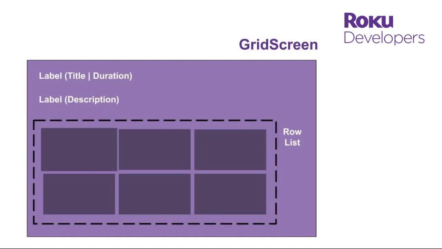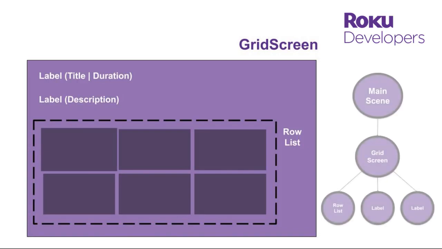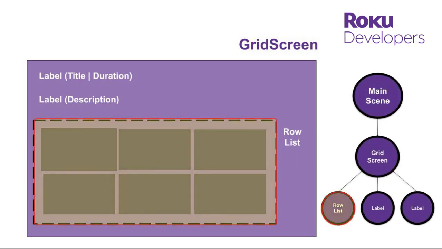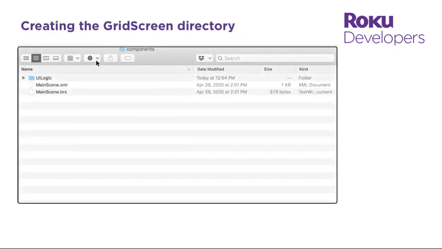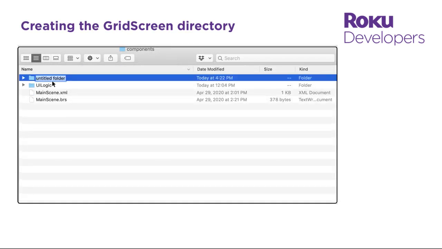So now that we've created our main scene, we can start adding UI components to it. For this channel, we're going to add the grid screen. The grid screen contains three components: a row list that contains posters for the videos in the content feed, a label for displaying the video's title and duration, and another label for displaying the video's description. To create the grid screen, first add a new folder in the components directory named GridScreen. We'll create the SceneGraph.xml and BrightScript files for this component in this folder.